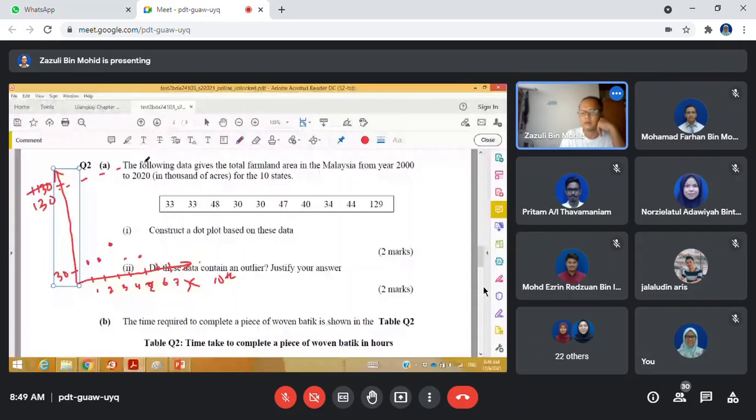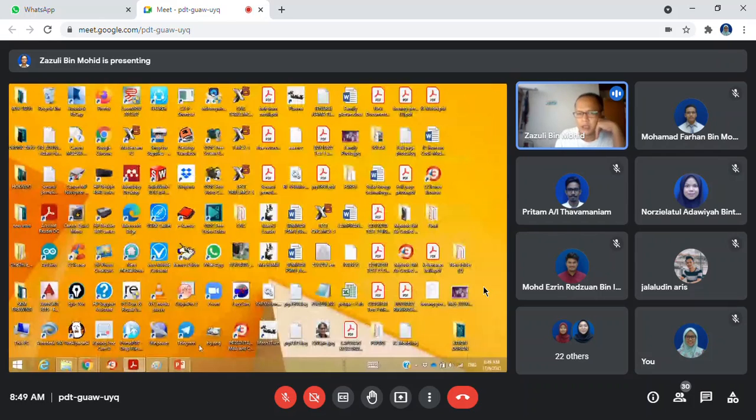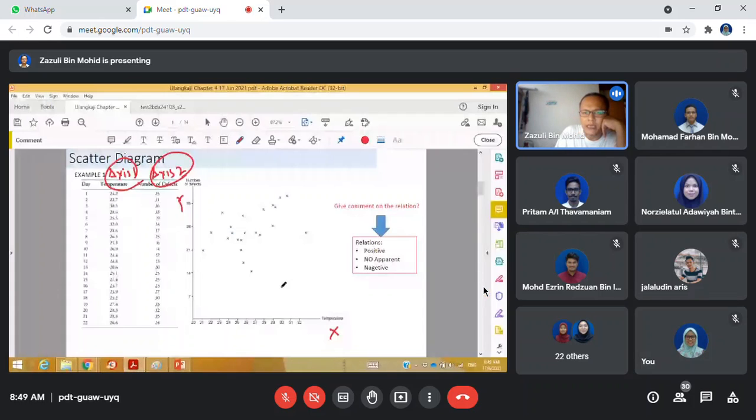This is wrong. Totally wrong. Because a dot plot has only one axis. Just remember that a dot plot has one axis, X. For the scatter diagram, X and Y axes must exist. It is a must. It must have two axes.